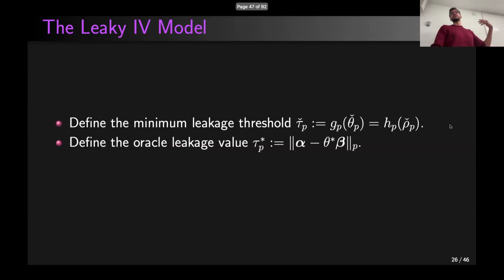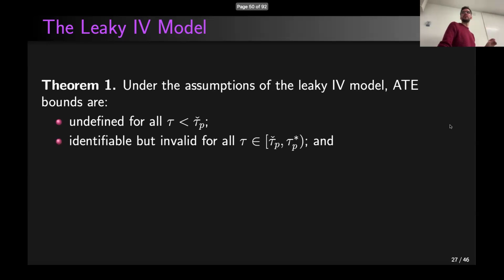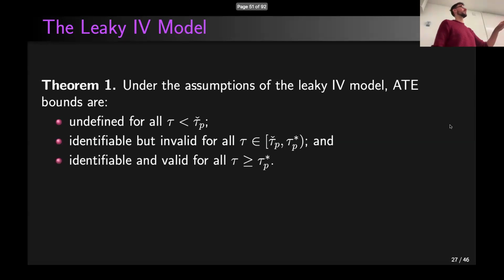And why is this interesting? It's interesting because tau check and tau star, the minimum and oracle leakage values, fully characterize identifiability conditions in the leaky IV model. So let me show you what that says. Under the assumptions of leaky IV, ATE bounds are undefined if you pick a tau that is less than tau check. I'm going to visualize all this in a second, but I'll just state it here first. Identifiable but invalid if you choose a tau that is in between tau check and tau star. I will show you in a second; I think the visualization will help. Identifiable and valid for all tau greater than tau star.